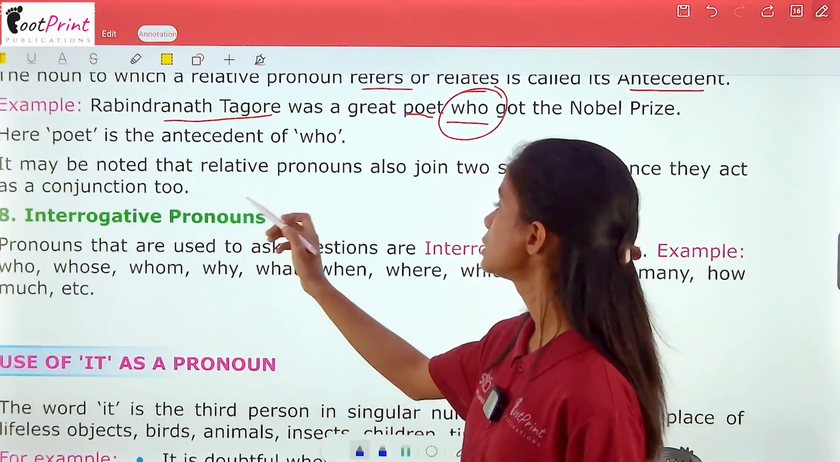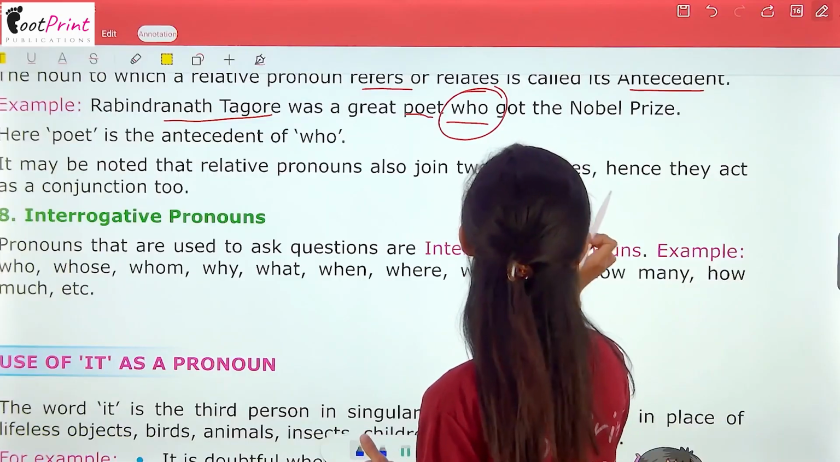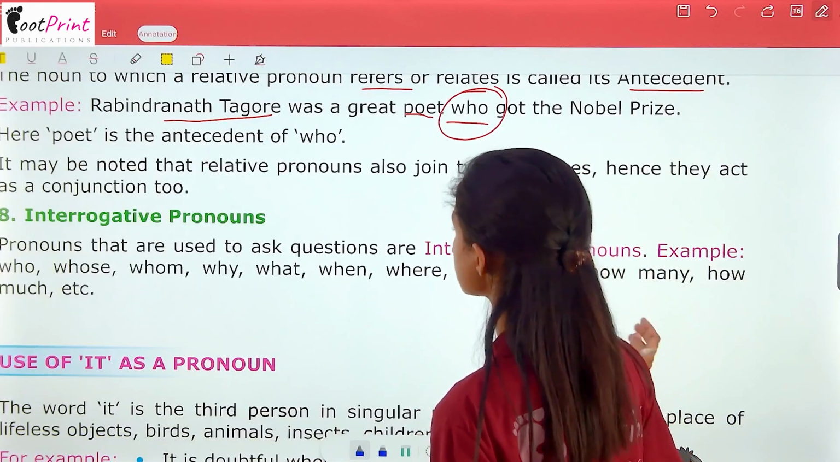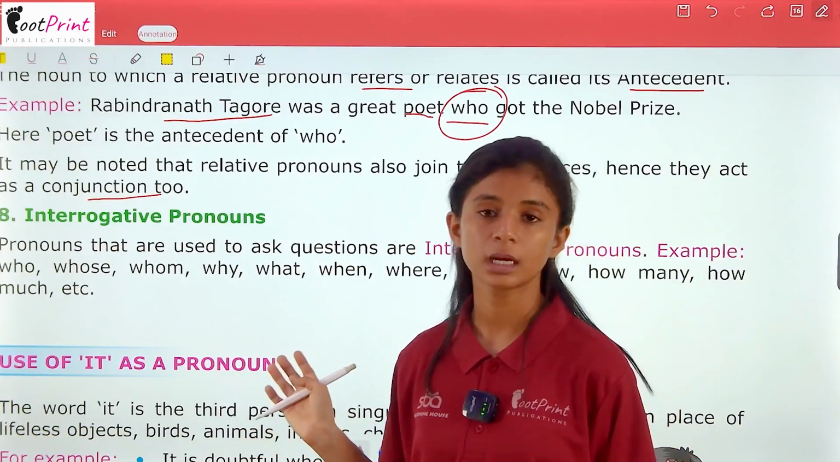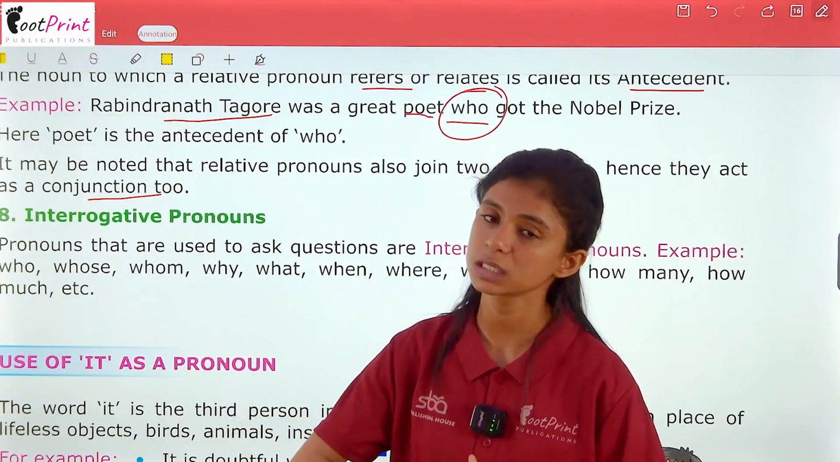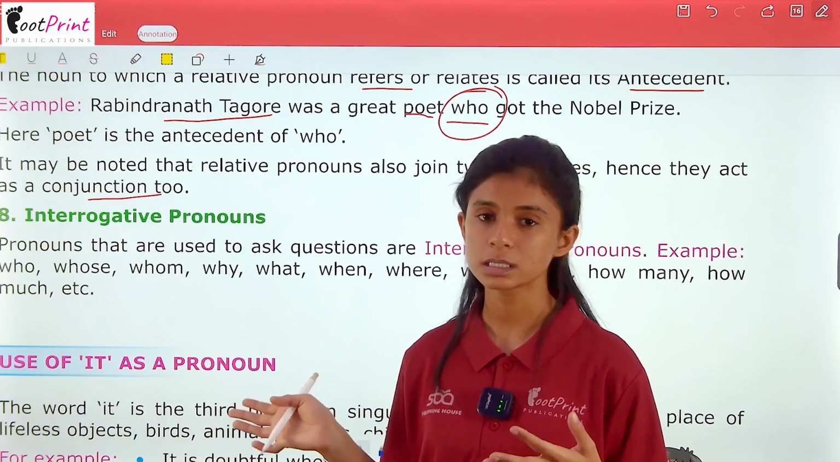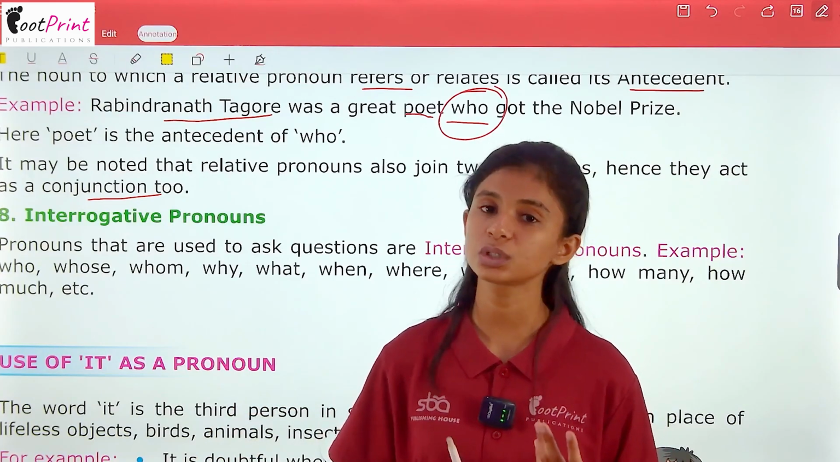It may be noted that relative pronouns also join two sentences. Hence, they act as a conjunction too. So, now as we can see that they are joining two sentences and also is a pronoun. So, it becomes a conjunction too.